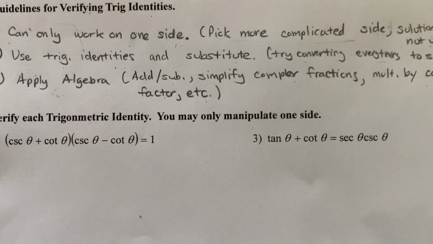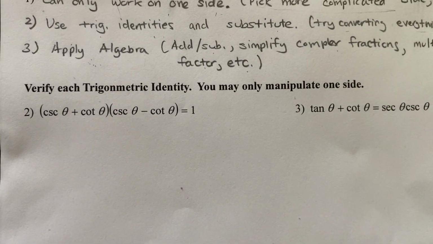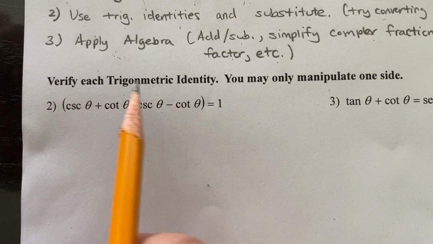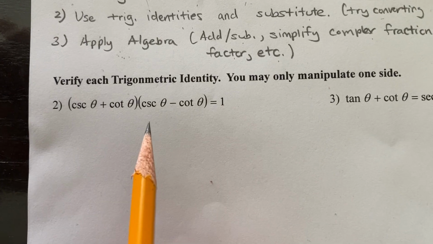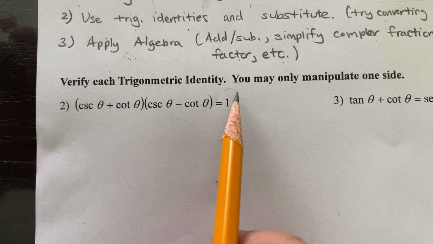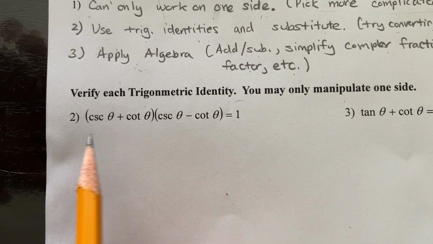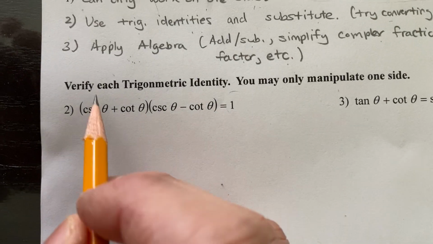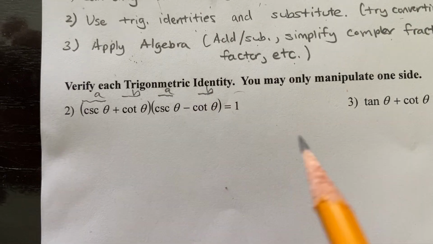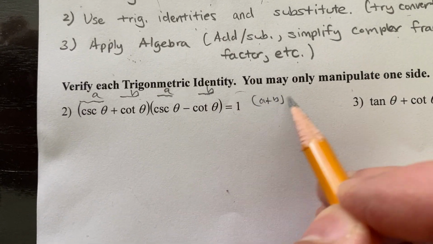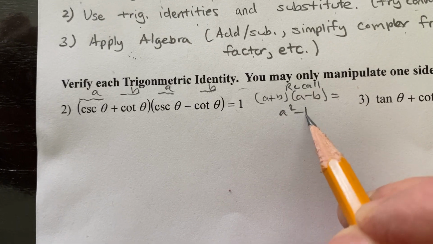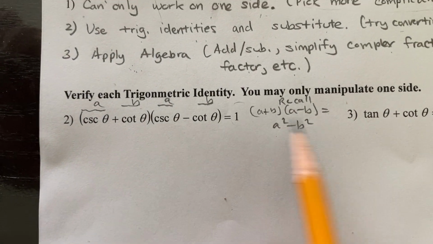All right, so let's take a look at this first one. Verify the trig identity. You may only manipulate one side. So right off the bat, right, you could deduce that the left side of the equation is definitely more complicated. So, I mean, there's not much we can do here on the right side. And so, if your algebra skills are strong, right, you can recognize that this is the pattern of A plus B times A minus B, right? And A plus B times A minus B, recall, okay, is just A squared minus B squared. So that's your sum and difference pattern, right?